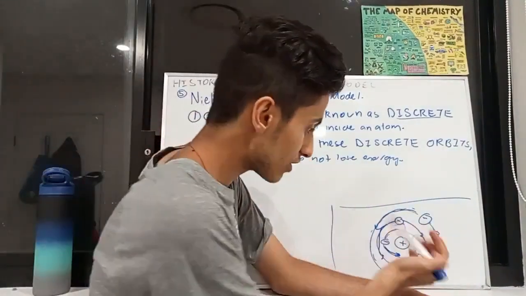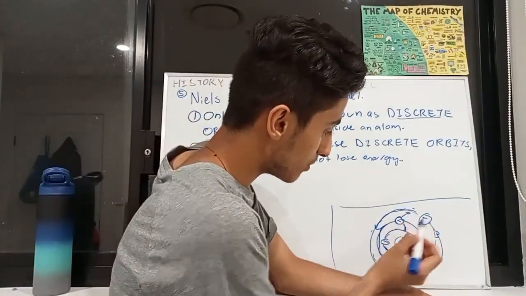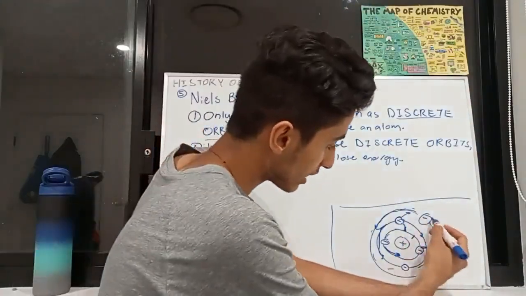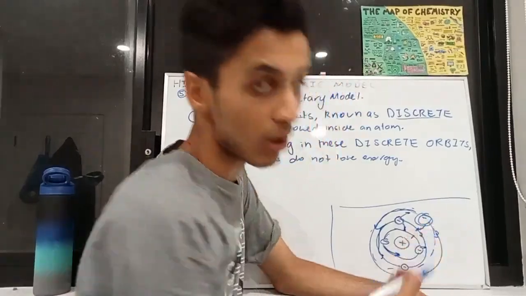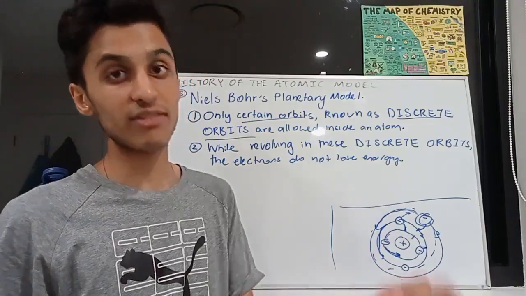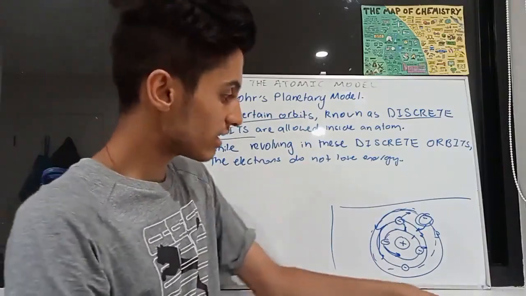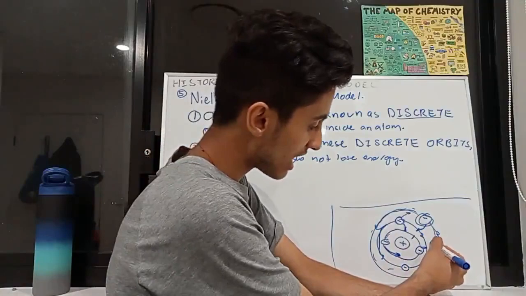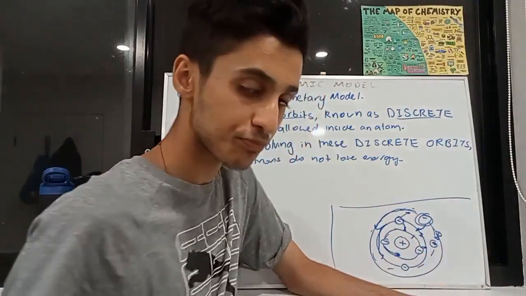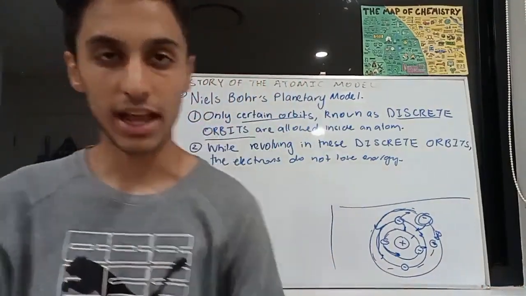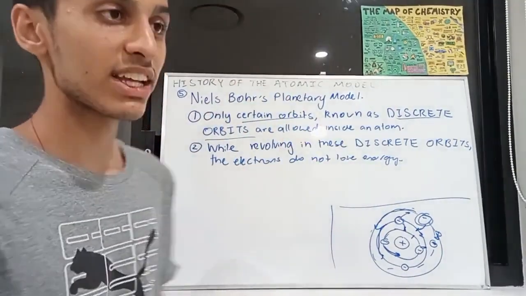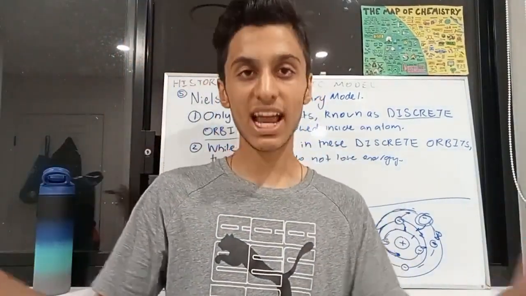So if an electron gains energy, it will jump to the shell with the higher number, and if an electron loses energy, it's going to go one down. So yeah, electrons can jump between these definite paths, but according to this model, they can't stay anywhere in between. So you can't have an electron between the second shell and the third shell. That's not possible. Okay, so after Niels Bohr's planetary model came Erwin Schrödinger's quantum mechanical model.